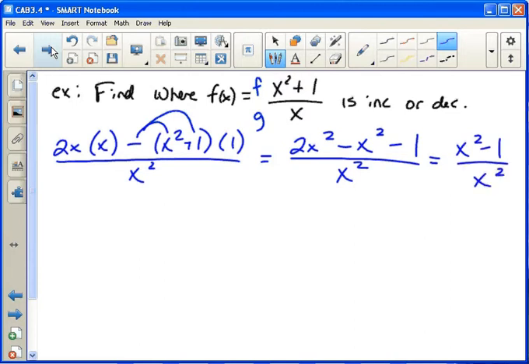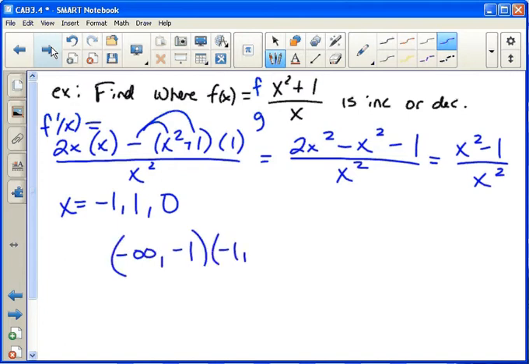This is the derivative. When we have a fraction, if the top is 0, the whole thing is 0. If the bottom is 0, it doesn't exist. So when you're looking for critical numbers, you just see what will make the top 0. Well, that would be negative 1 and positive 1. What will make the bottom 0? That would be 0. So I get negative infinity to negative 1, negative 1 to 0, 0 to 1, and 1 to infinity. And you can draw that number line if it helps you, but I think once you do a couple of these, you'll be able to see it pretty clearly.